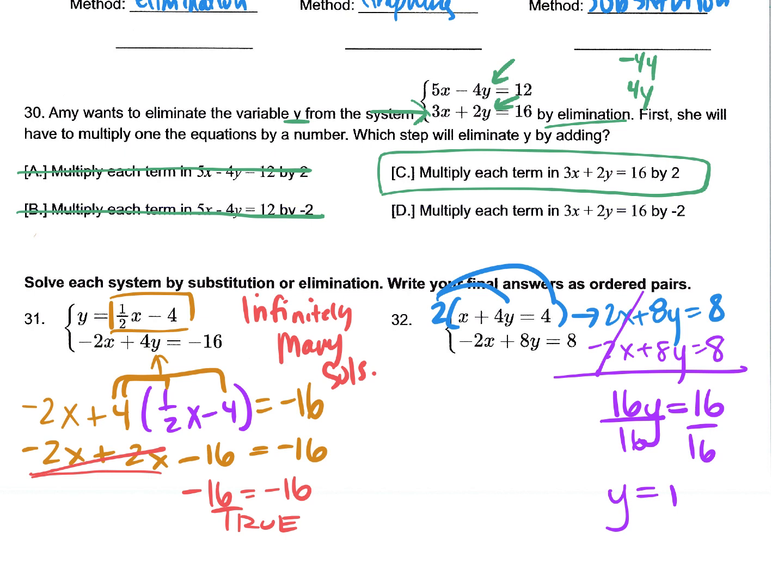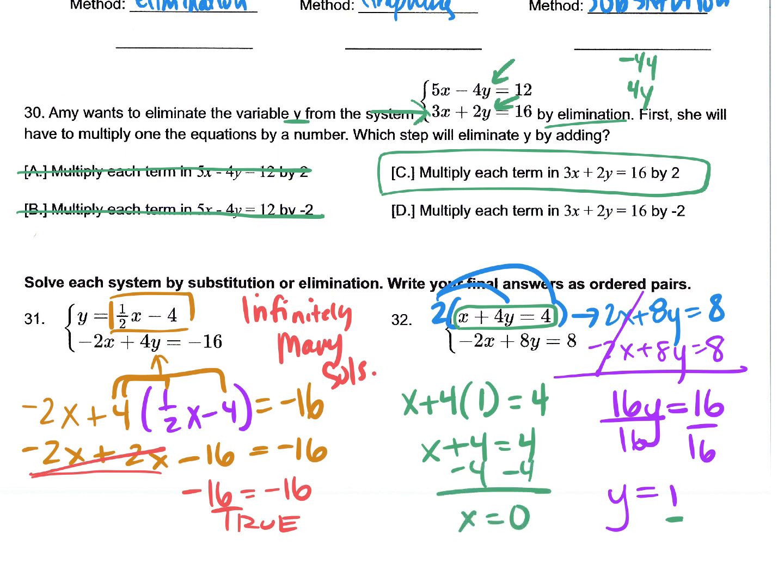With a system of equations, you have to have an x and you have to have a y. So we need to take this y value and plug it back in to the original equation. So the original equation is right here. x plus 4 times our y value of 1 is equal to 4. So that's x plus 4 is equal to 4. Subtracting 4 from both sides, x is equal to 0. So your coordinate is (0, 1). Again, you can do that on Desmos.